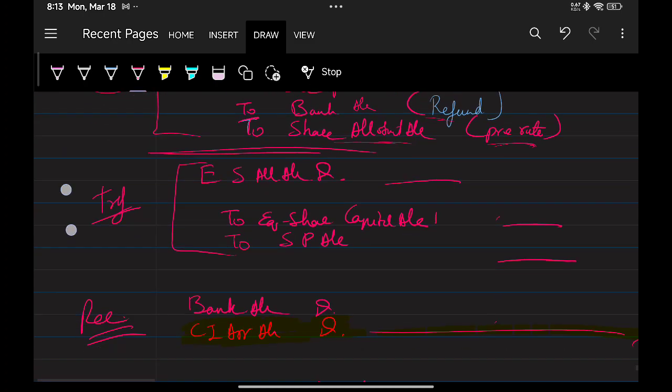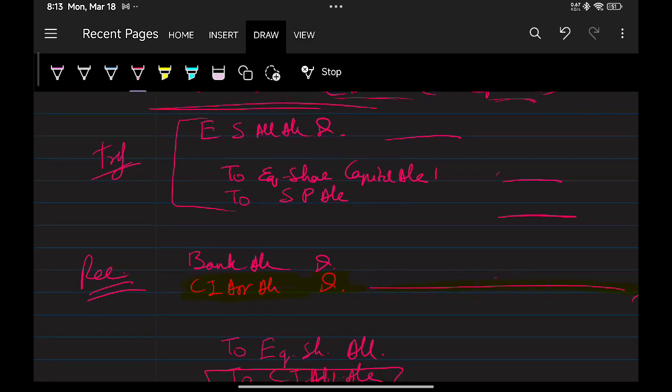Okay. And next is allotment. So the journal entry: equity share allotment account debit to equity share capital, to securities premium. Okay. And then you will receive the money. We will receive the allotment money.